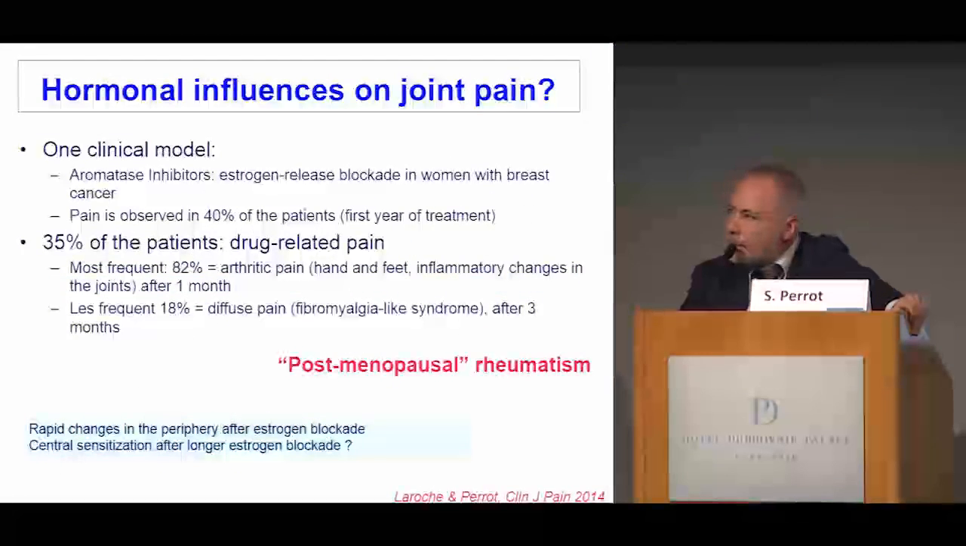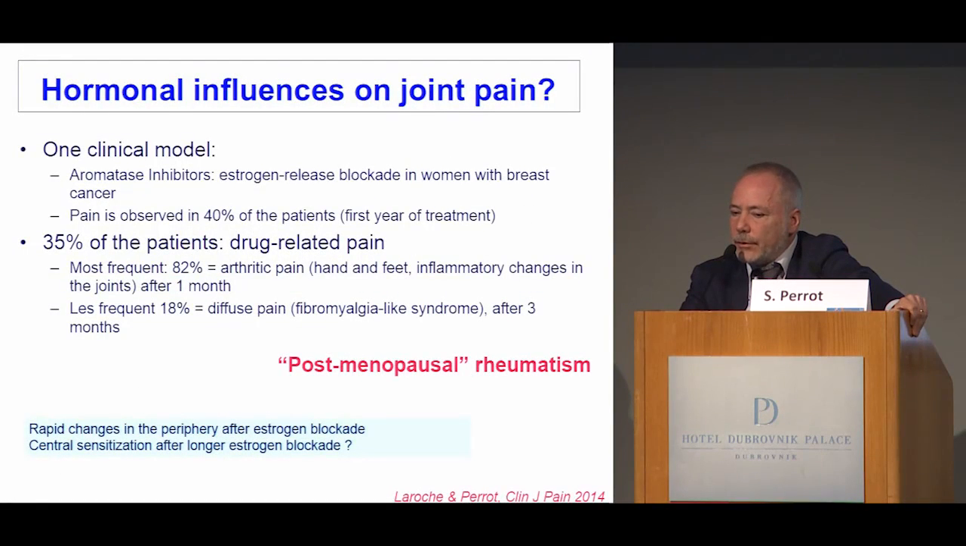Another triggering factor for joint pain is also the endocrine system and hormonal influences. And here is a condition that can be a model for joint pain. We've studied women with breast cancer treated by anti-aromatase treatment.